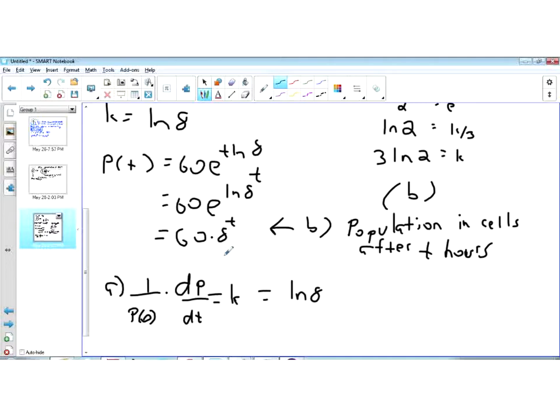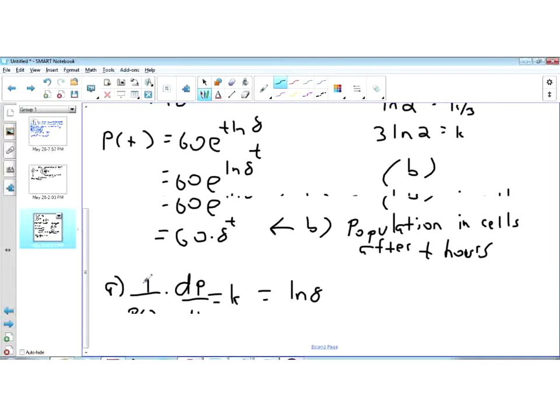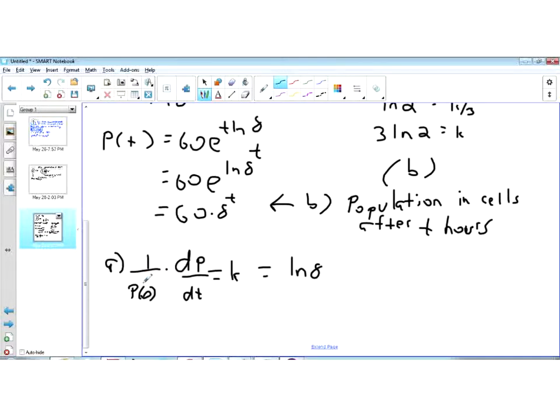Okay, so the growth rate is the natural log of 8. So that's the answer to part A. Looks like a C, doesn't it? Okay, and then find the number of cells after 8 hours.